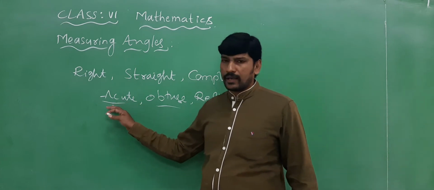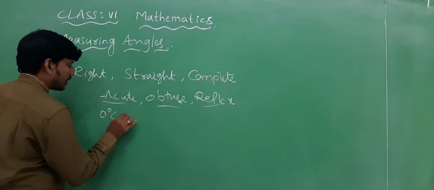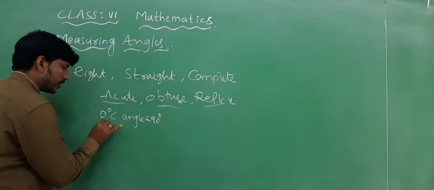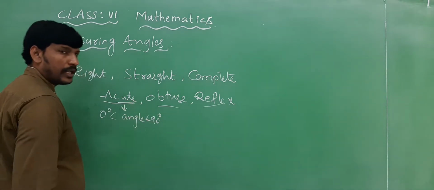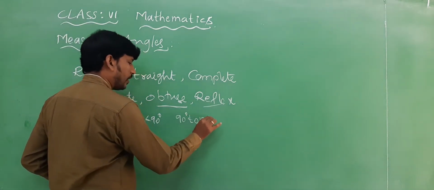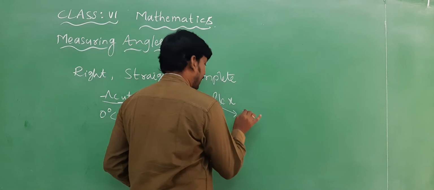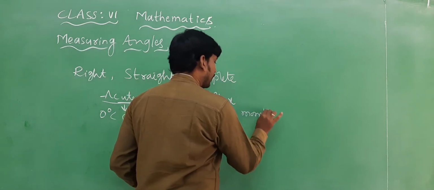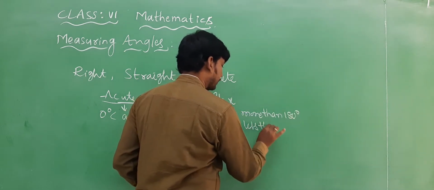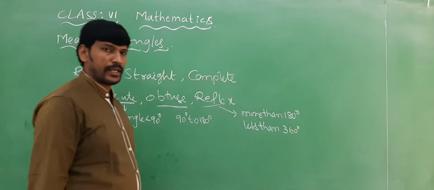The measure of an angle between 0 and 90 degrees is an acute angle. It is less than 90 degrees. Obtuse angle is in between 90 degrees and 180 degrees. And coming to reflex angle, it is more than 180 degrees and less than 360 degrees. Clear?